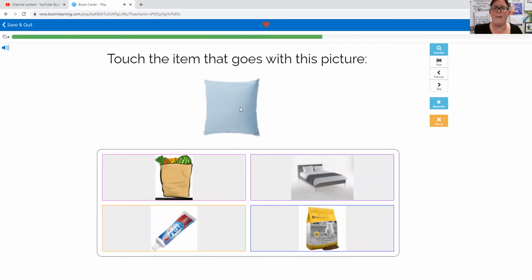What item goes with the pillow? Grocery bag, bed, toothpaste, or cat food? Yeah, the bed. A pillow goes with the bed.